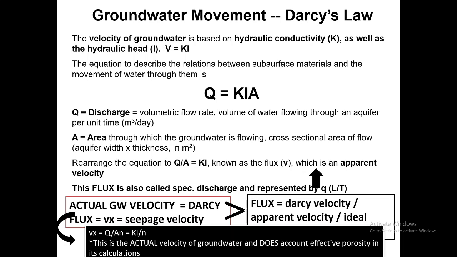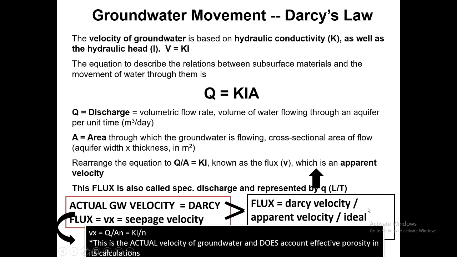so this flux is also called specific discharge and represented by q, length over time. Actual velocity, groundwater velocity, is the Darcy velocity, Vx, and it is equal to seepage velocity. And now it is greater than the flux, which is equal to Darcy velocity and apparent velocity, and also called the ideal velocity.